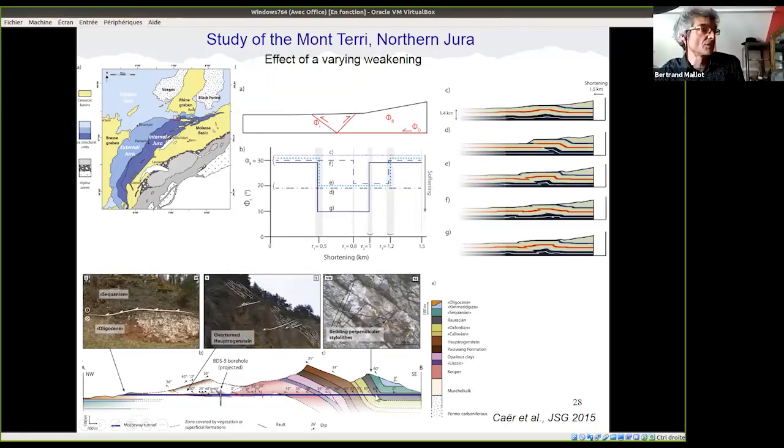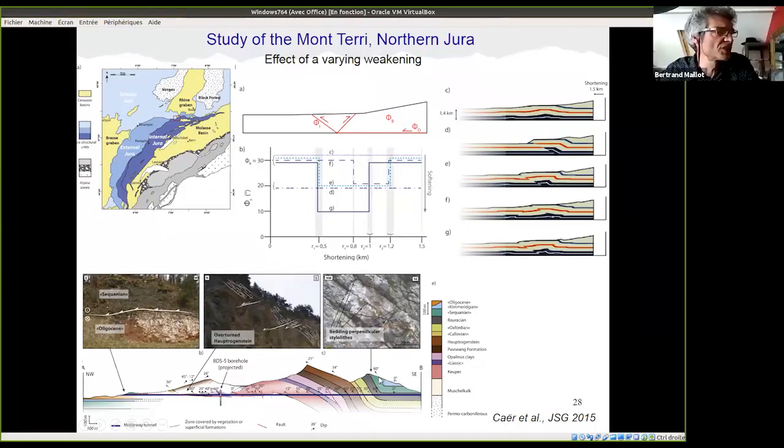This is a fold. That is, this is the surface of the fold. This is a few kilometer long fold. And this is a cross section that is very well constrained because there's a highway tunnel going through the fold, so we have the dips all along it. We have some wells as well, and we have surface data, of course, like you see on the pictures there.